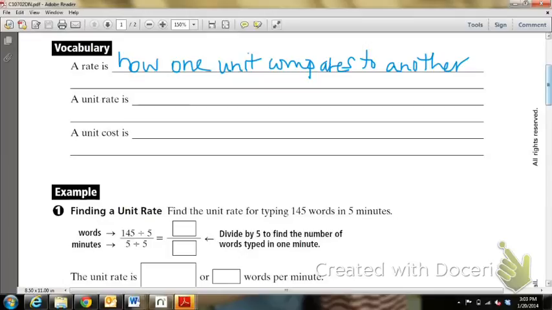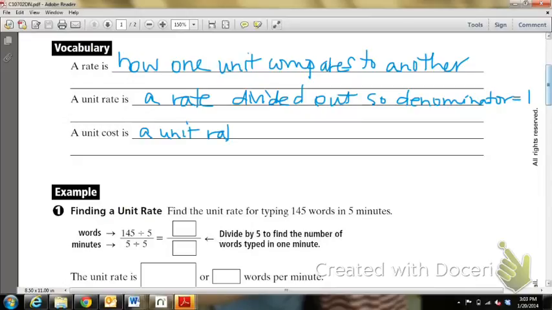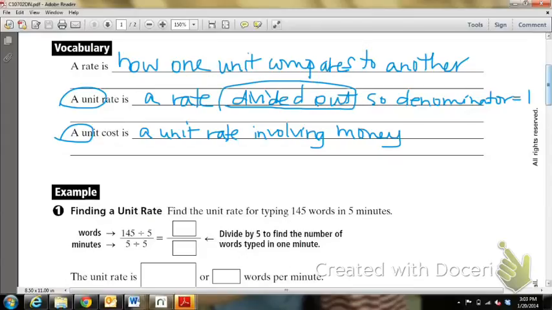And a unit rate is a rate divided out, so the denominator is 1. And a unit cost is a unit rate involving money. That's all. Same thing. So anytime you see unit rate or unit cost, you're going to divide it out. Okay? So here we go.